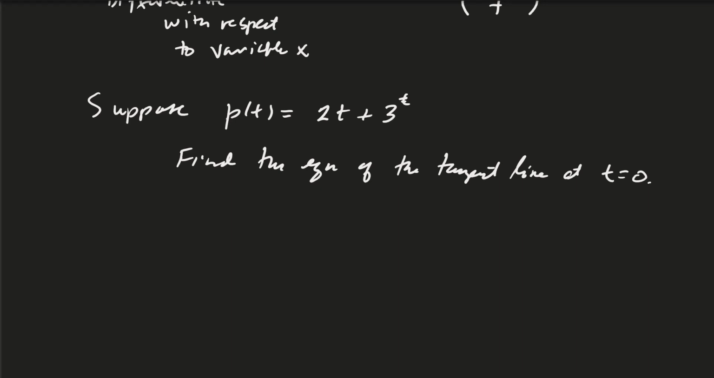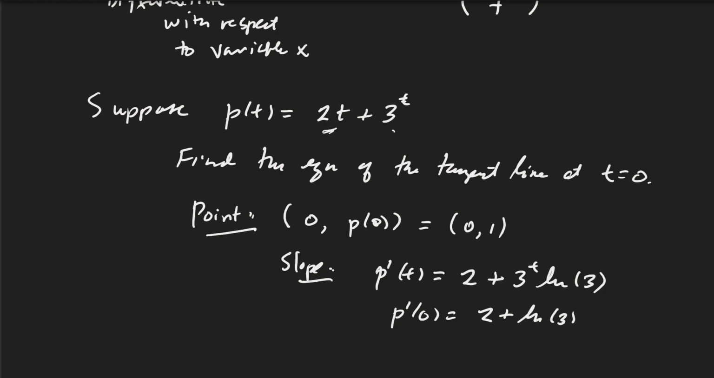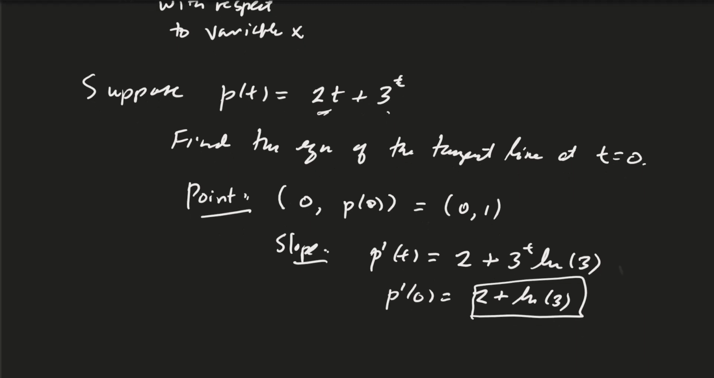Okay, so the point that the line goes through then would be 0, p of 0, which in this case would be 0, and then 2 times 0 plus 3 to the 0 would be 1. And then the slope would be p prime of t, which in this case would be 2 plus 3 to the t times the natural log of 3. So at p prime of 0, it would be 2 plus 3 to the 0 is 1, so 2 plus natural log of 3. So that's our slope.